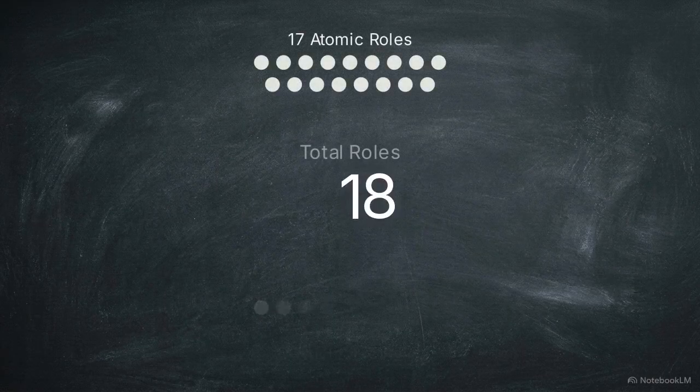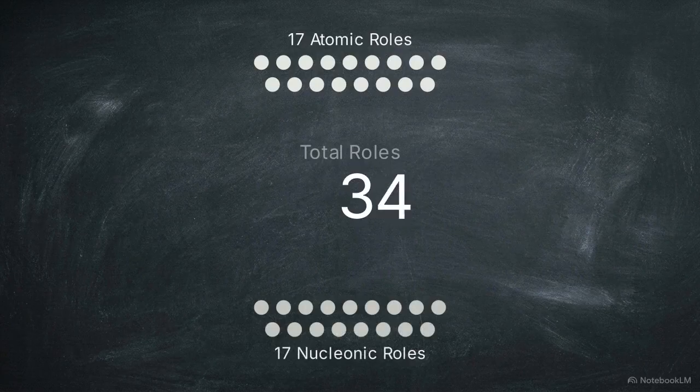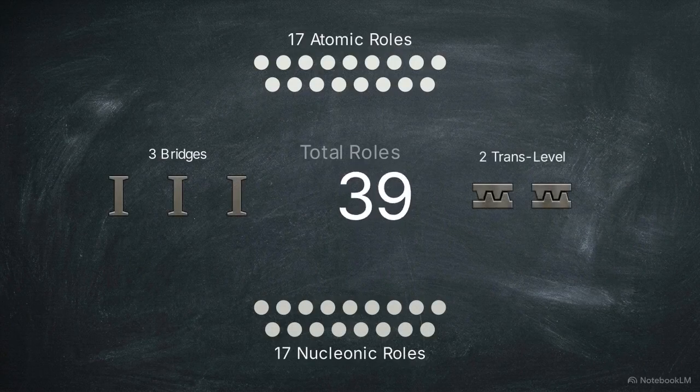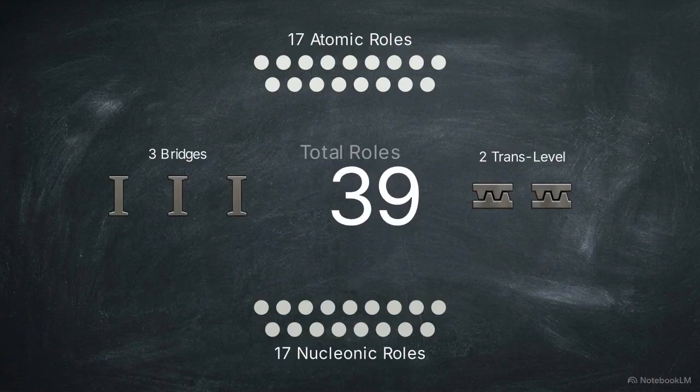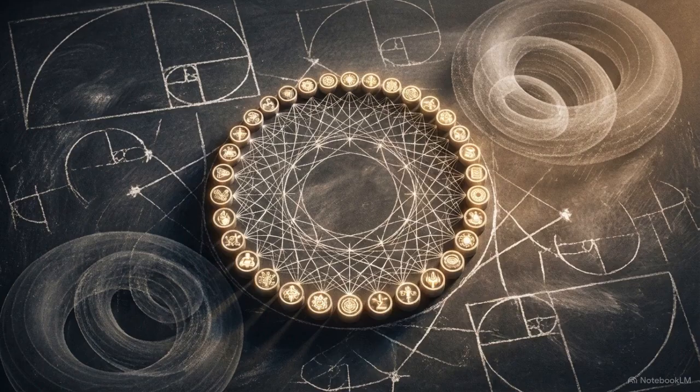The total count is now visible: 17 roles at the atomic level and 17 identical roles at the nucleonic level. Add the 3 bridges and the 2 trans-level entities, and we reach 39. These 39 roles provide a complete map of subatomic interactions, replacing the 17-particle standard model with a closed geometric system.